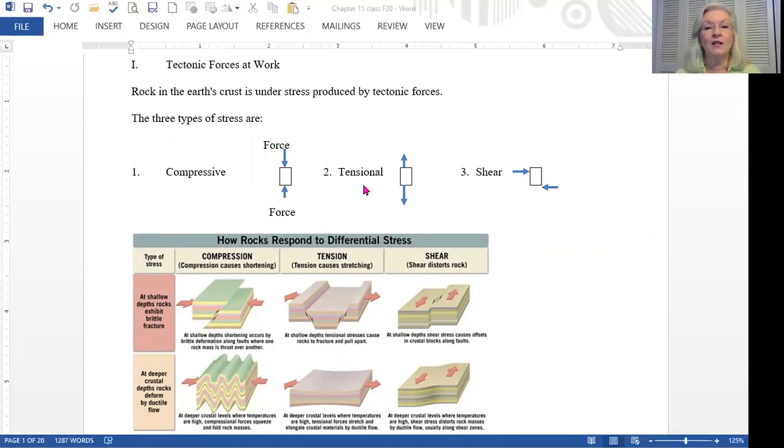The second one is tensional stress, and you'll notice the blue arrows point in opposite directions. So maybe tectonic boundaries that are moving away from each other, diverging boundaries. And then we have the third one, which is shear, and the forces are offset from each other. And so you might find this at transform boundaries. So all of them will act to change the shape of the rocks.